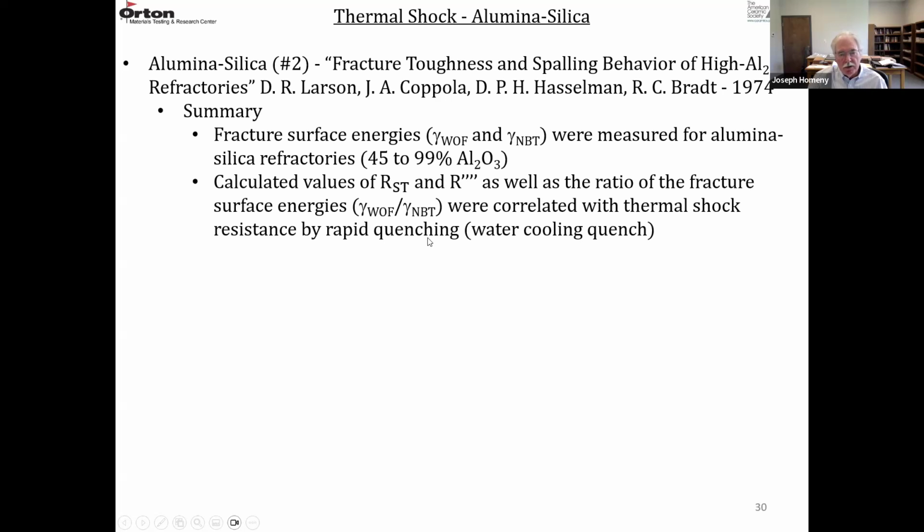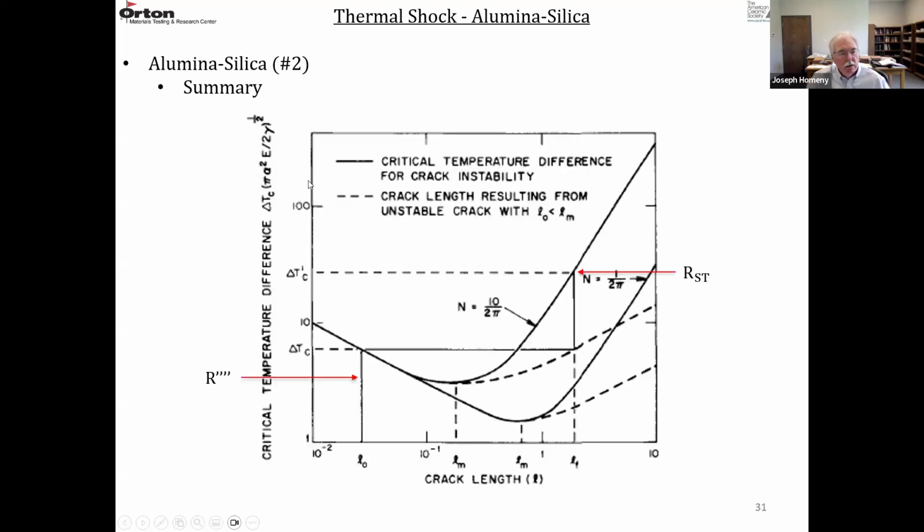And they used a rapid quenching technique where they quench the samples in water, so very rapid, severe quenching conditions. So this was the delta T versus crack length plot that we looked at in the theory that developed RST and R4 prime. There's a minimum in these curves, the stable region down here and the unstable region up here.